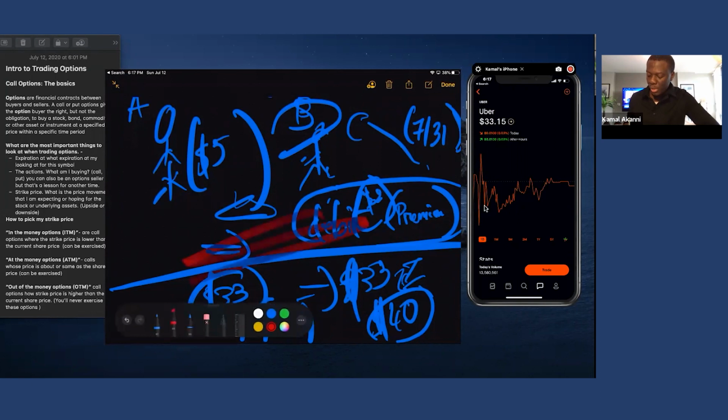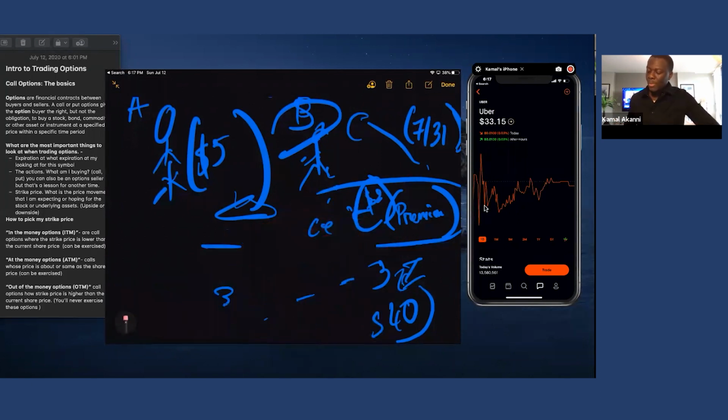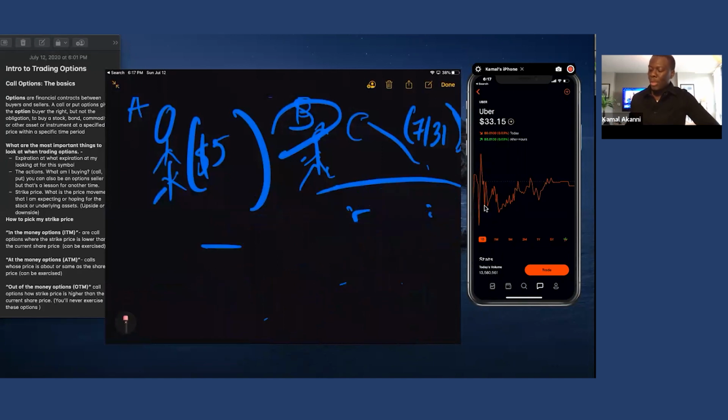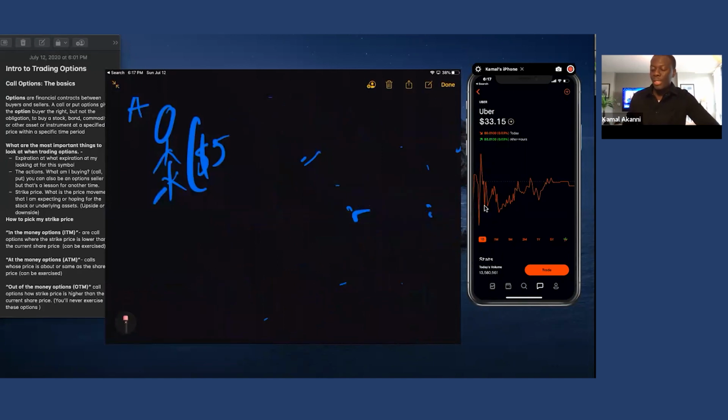So let me clear this out. So I hope everyone sort of understands the basics of options. So now we're going to essentially dive in much deeper on each basis of an option.